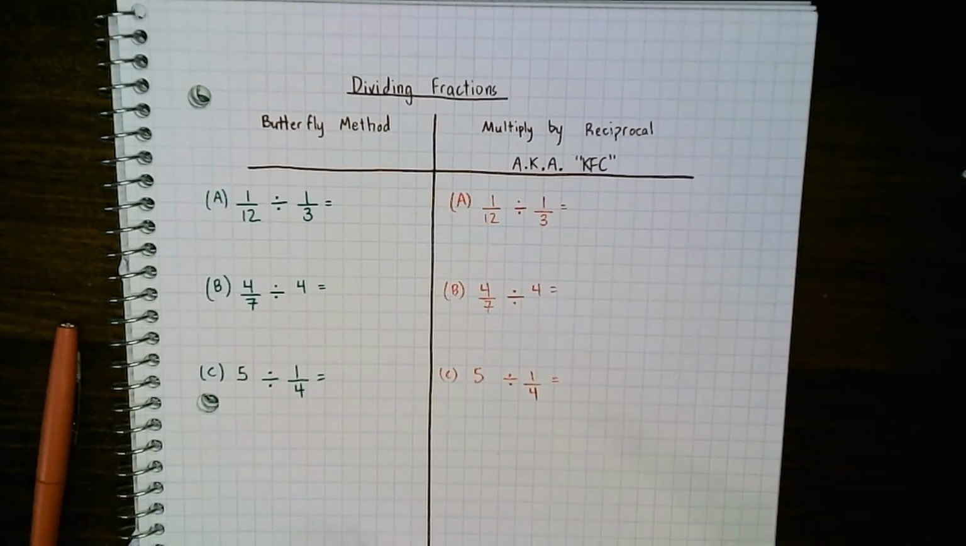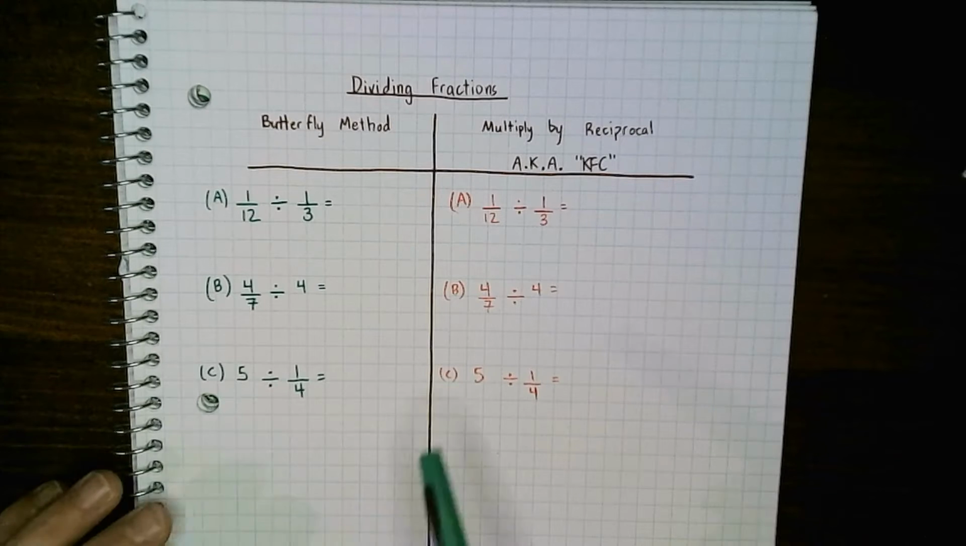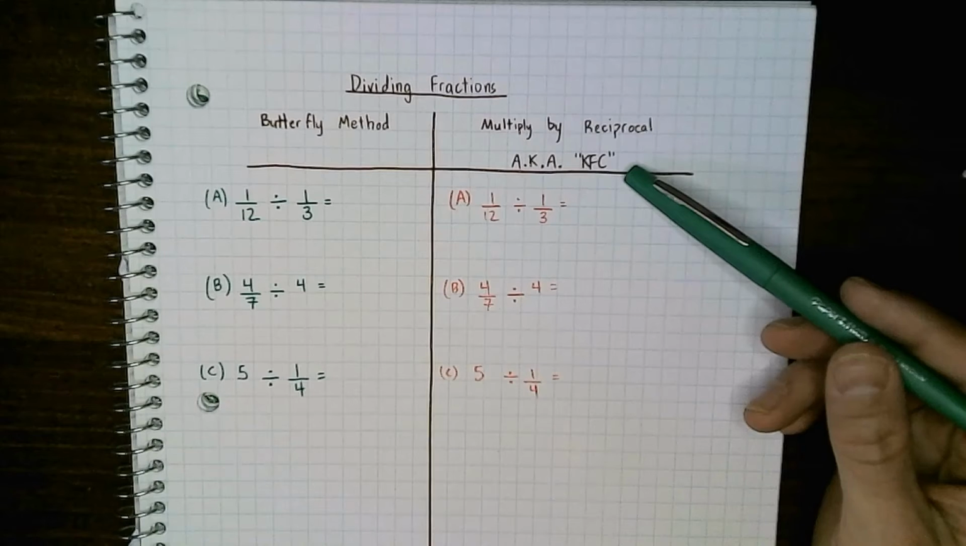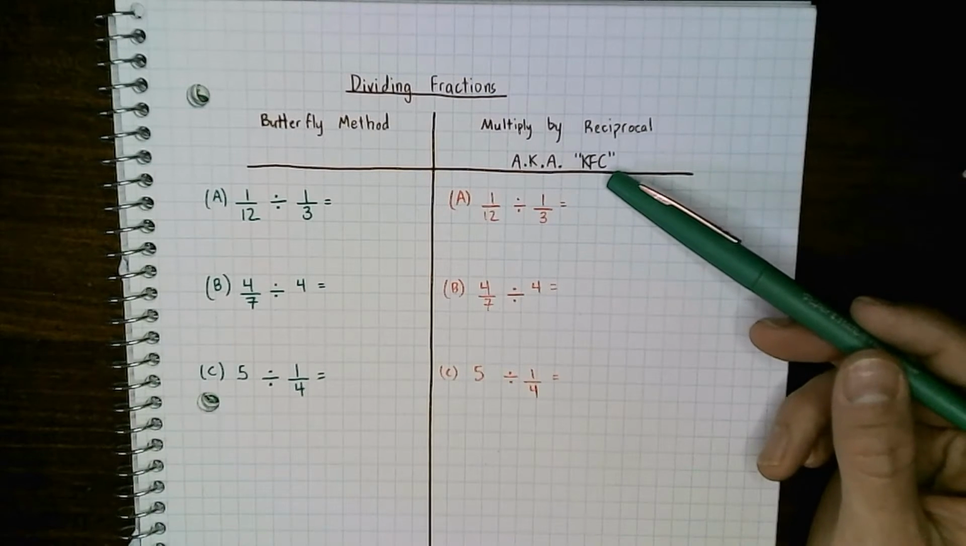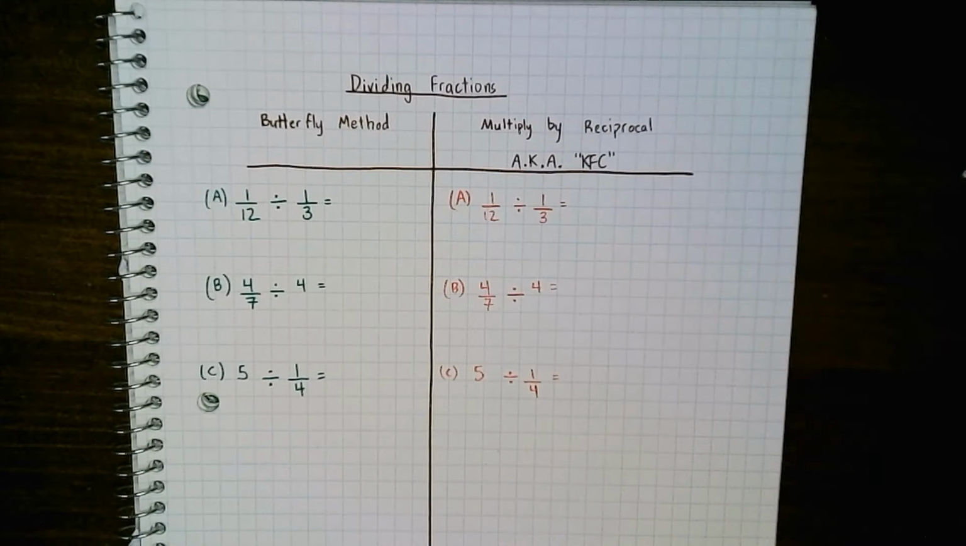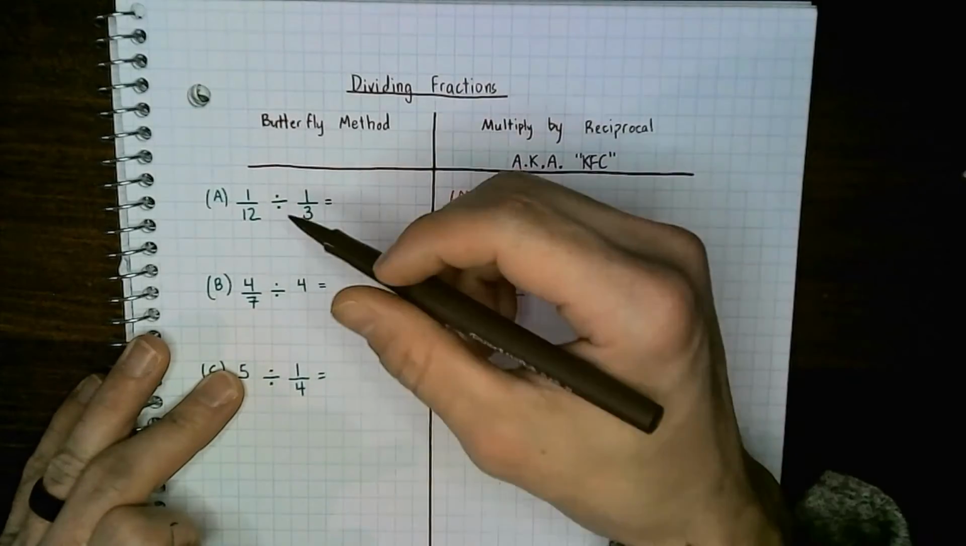I'm going to show you two different methods, our butterfly method and our multiplying by the reciprocal method. And if that name is a little confusing to you, it was just introduced last week. The name that you might be more familiar with is keep, flip, change. So KFC is the same thing as multiplying by the reciprocal. So let's look at each of these problems here. We're going to do A, B, and C. They're the same problems, showing you two different methods. All right, let's get into it.